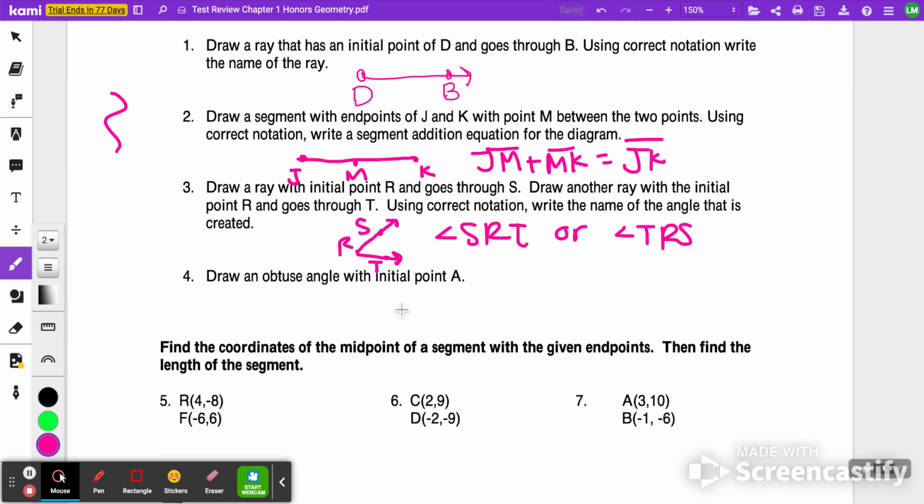Draw an obtuse angle with an initial point A. So maybe we can do, that doesn't look obtuse. I'm going to make that a little bit larger. There we go. Initial point A has to be the vertex. So you could say A is here, and then maybe C is here, and B is here.